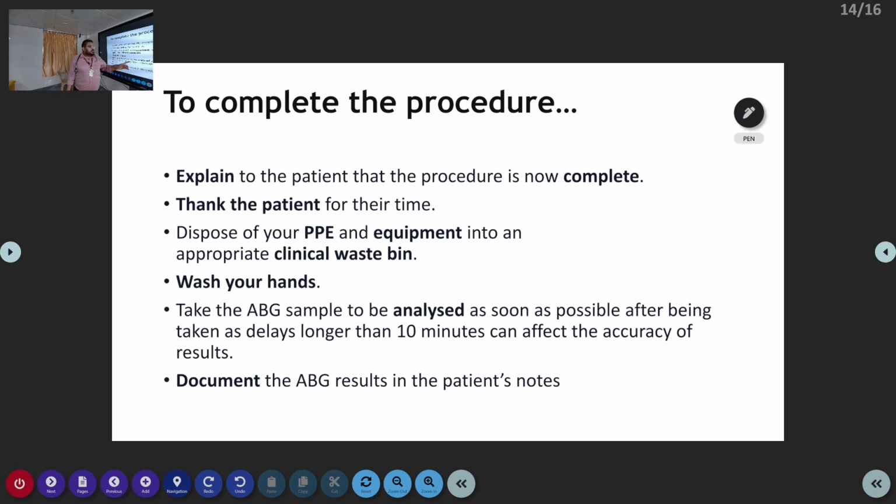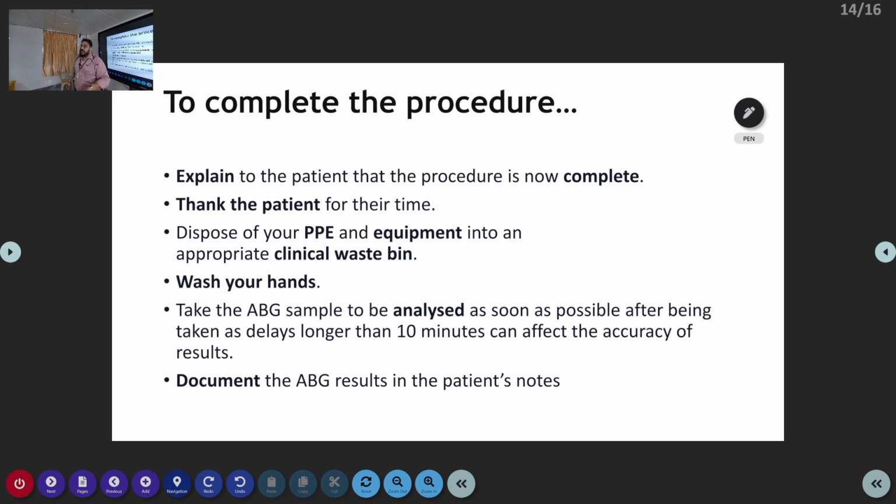Take the ABG sample to be analyzed as soon as possible, ideally within 10 minutes. In our case, it is very easy. Just in front of the patient, inside the ED, within 1 or 2 minutes we can give the sample and document the ABG result in the patient notes. Once you get a printout, you need to document that, then analyze the result.